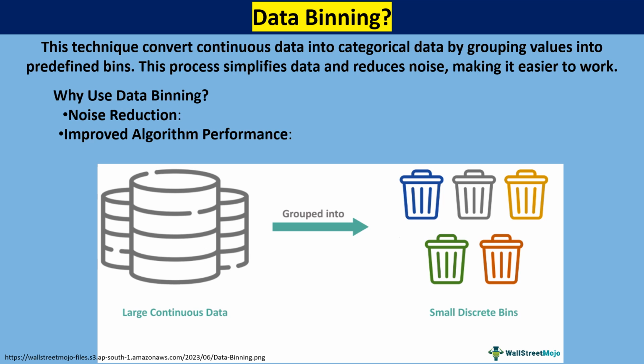Improved algorithm performance. For some machine learning algorithms like decision trees and histograms, data binning can lead to more effective and stable results. These algorithms often perform better when data is categorized into manageable ranges. Simplifies analysis. Instead of dealing with exact data values, binning allows us to work with ranges or groups. This makes it easier to interpret and work with large datasets.